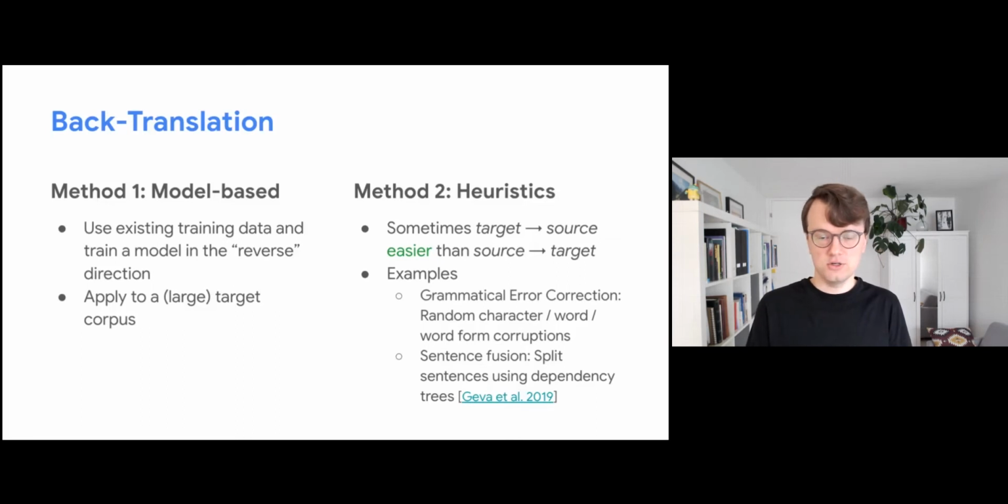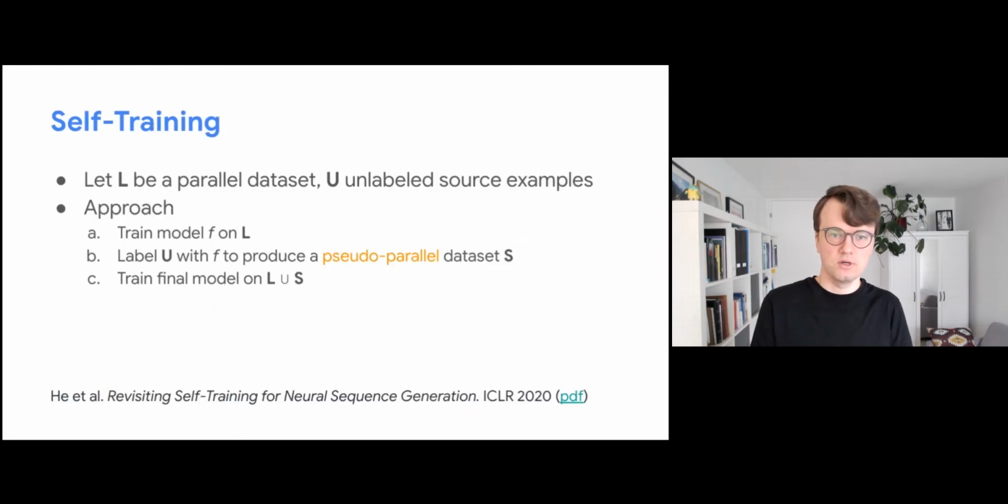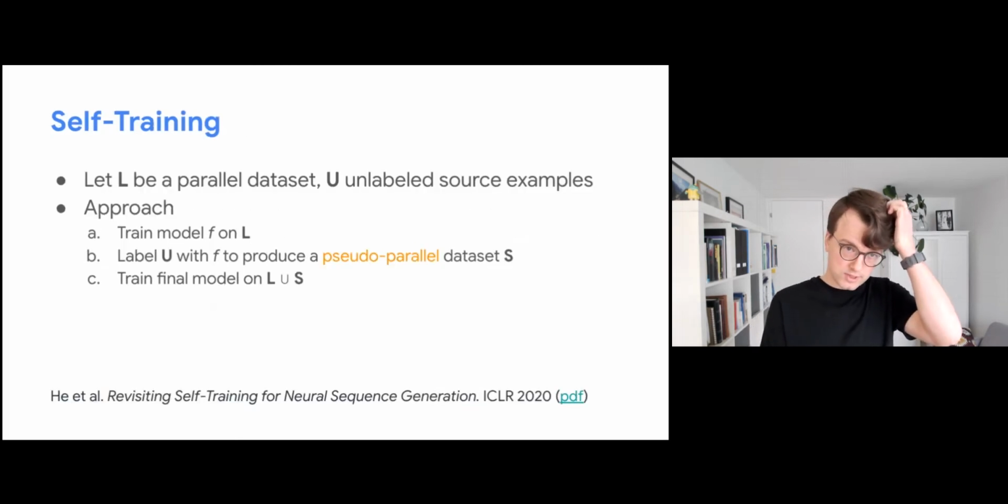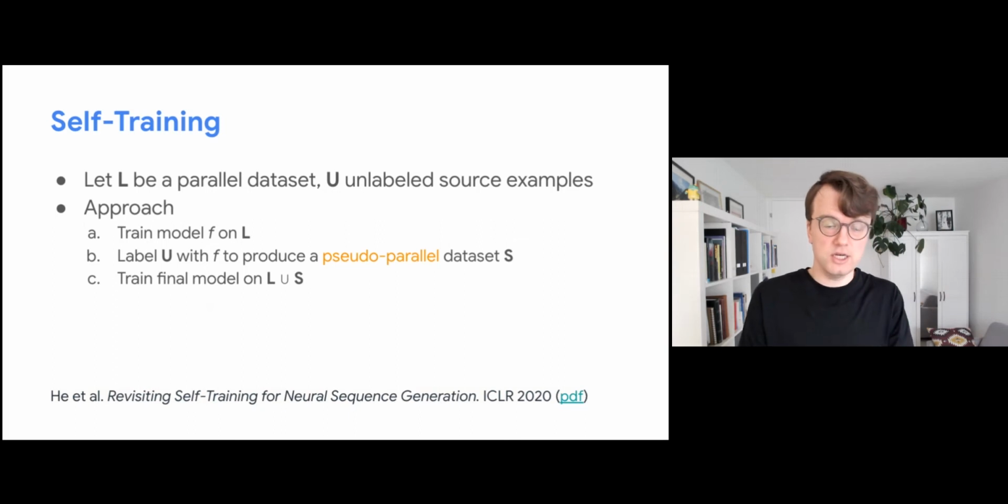And just to mention another example from my own work, as I mentioned last week, we studied the problem of sentence fusion quite extensively, and there we also found that it's easier to break a long sentence into two individual sentences than it is to fuse two sentences. And we used some dependency parsing to do this. Okay, so that's about back translation.